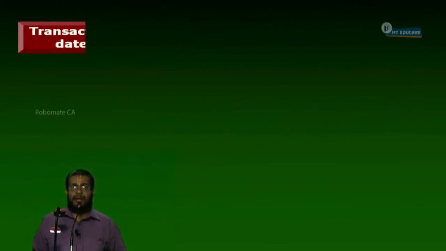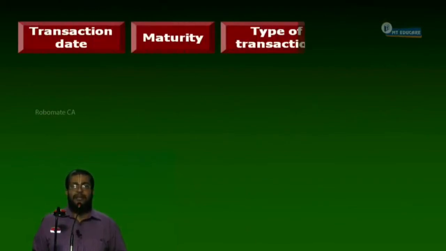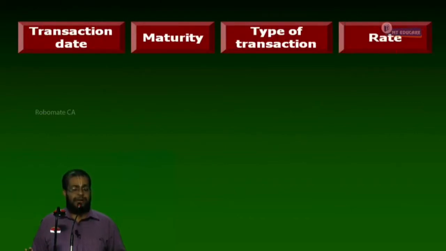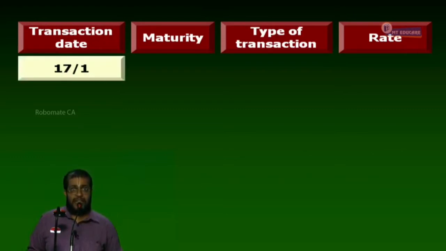Okay. Tell me the column headings. Transaction date, maturity date, transaction type, and rate. Can you start or not? Now, I went to the bank for the first time on what date? 17 January, for a transaction to mature on what date?